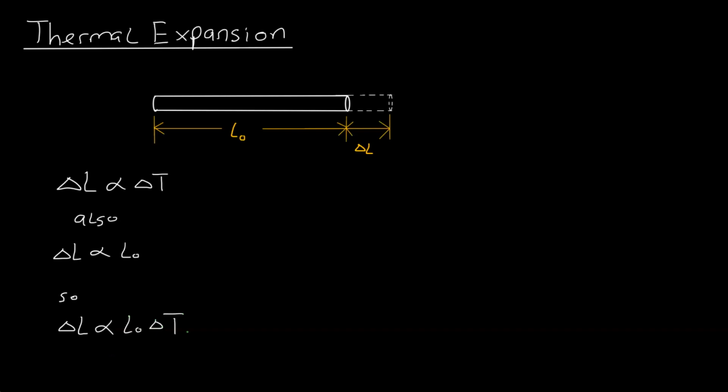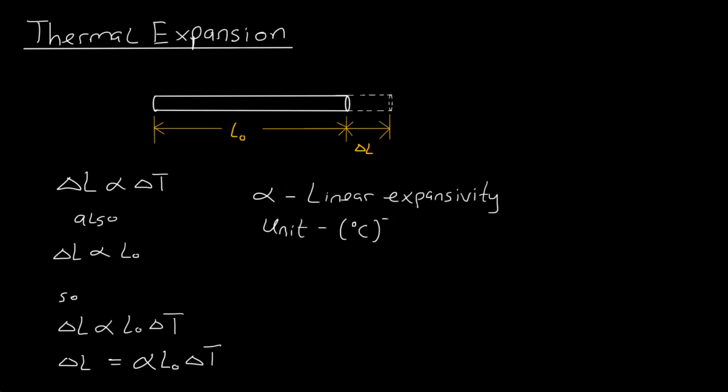We can write this proportionality as an equation. The proportionality constant is called the coefficient of linear expansion or linear expansivity of the material and has the unit inverse degree Celsius.